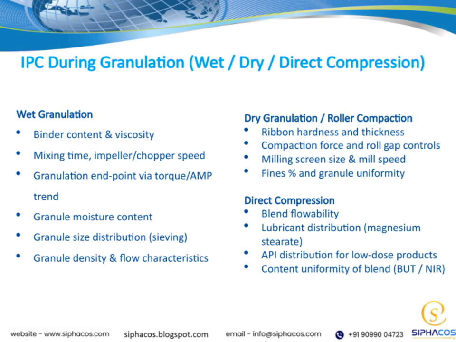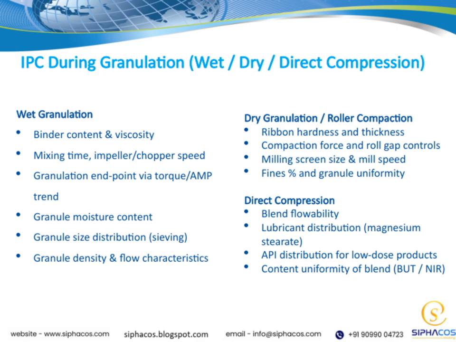In wet granulation, several factors are key. Binder content and viscosity influence the agglomeration process. Too little or too much can affect granule strength and flow. Mixing time and the speeds of impeller and chopper are critical to achieving a uniform granulation. The granulation endpoint can be tracked through torque or amperage trends, which tell us when the process has stabilized.